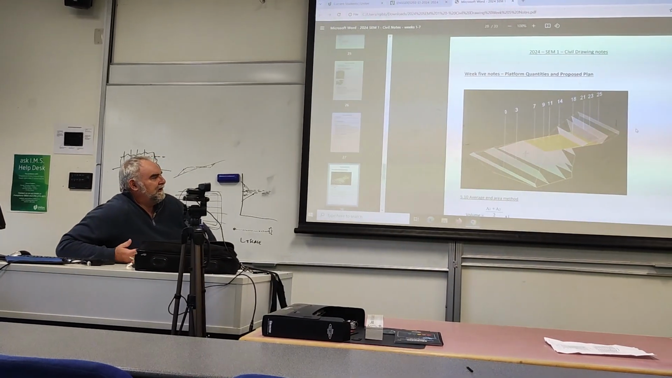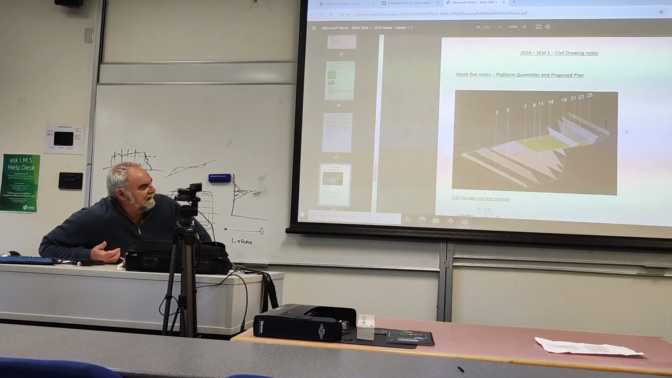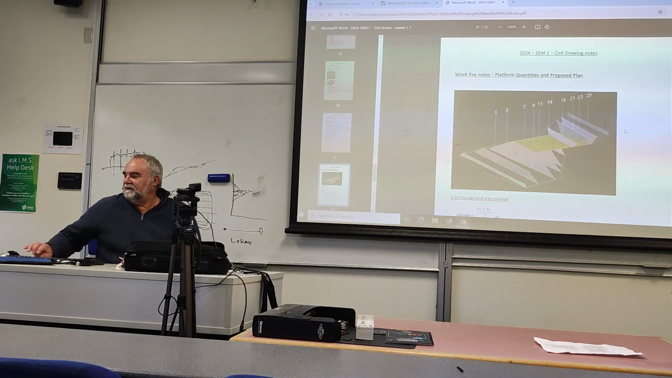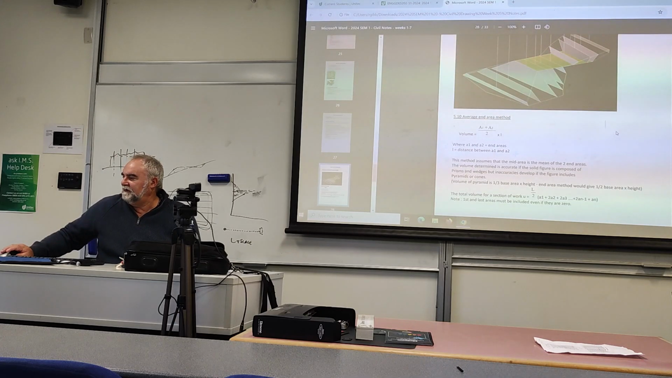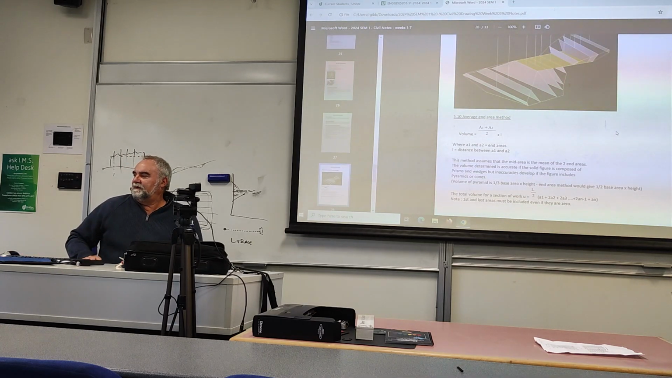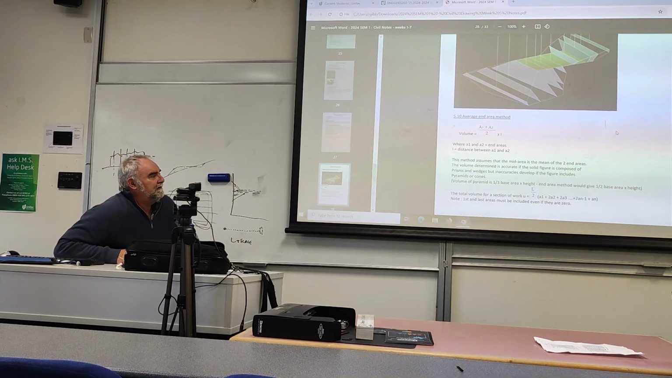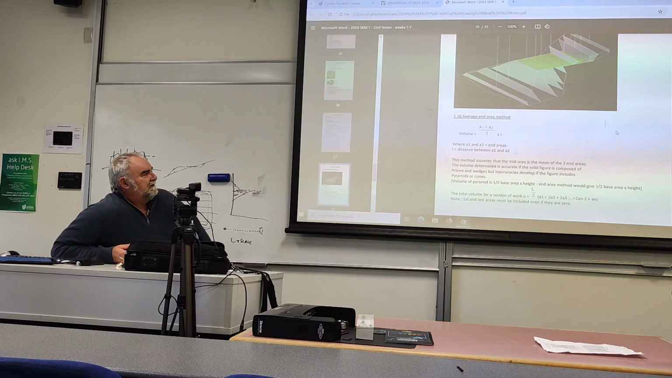It's also quite good that it shows exactly the point at which the fill turns to cut, where it's balanced. And it leads into this mathematical equation here, which is the average of A1 plus A2 over 2, so divided by 2, times L, which is the length.